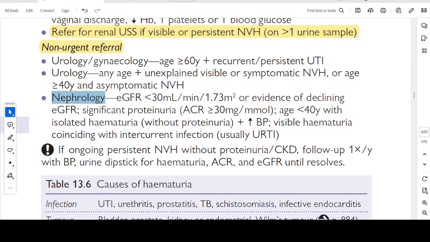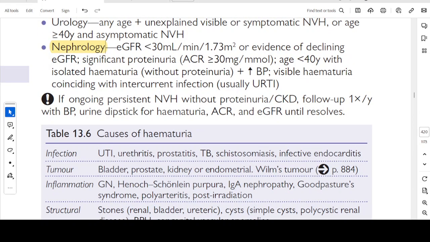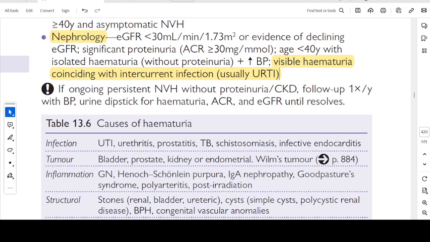Nephrology: if eGFR is less than 30 ml per minute or evidence of declining GFR, significant proteinuria ACR more than 30 milligrams per millimole, age less than 40 years with isolated hematuria without proteinuria plus high BP, visible hematuria coinciding with intercurrent infection, usually an upper respiratory tract infection. If there's visible hematuria with upper respiratory tract infection, you need to refer them to nephrology.